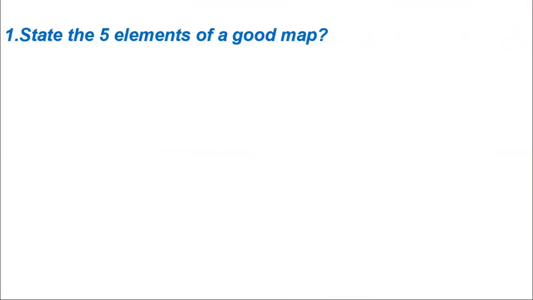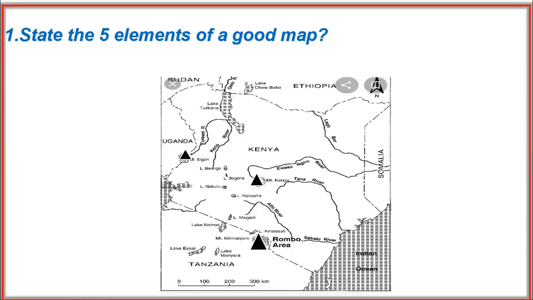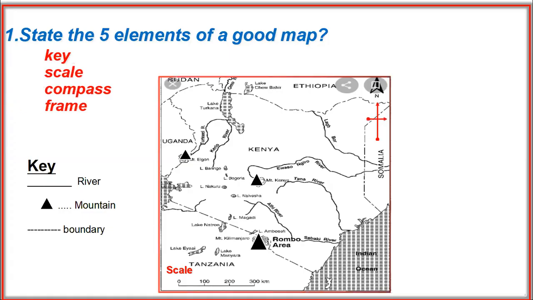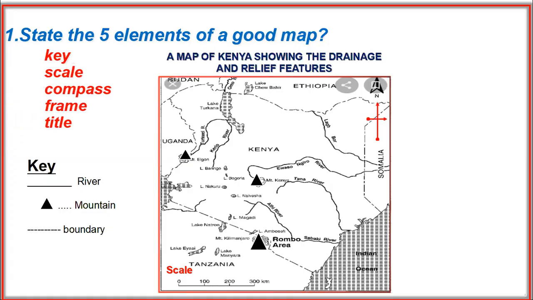Question 1. State the 5 elements of a good map. Here I have the map of Kenya. So we want to find the elements of a good map. We sing, the elements of a map are 5: key, scale, compass, frame, and title. We have key, we have scale, we have compass, we have frame, and title.